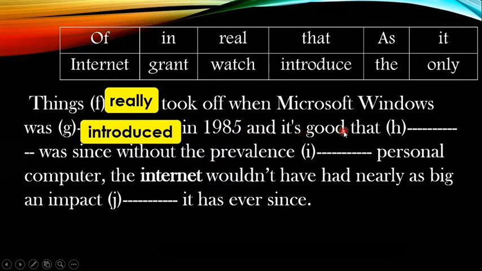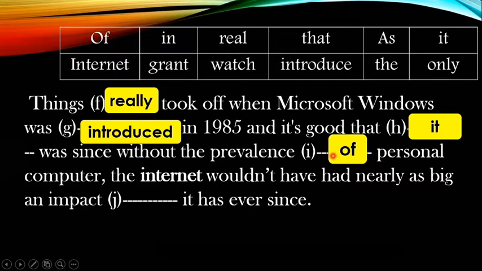And it is good that dash was, since without the prevalence dash personal computer. And it is good that what was since without? Here it means the access of internet. Was since without the prevalence dash personal computer. Prevalence of what? Prevalence of. Here we needed one preposition and we have taken it from the first box of personal computer.